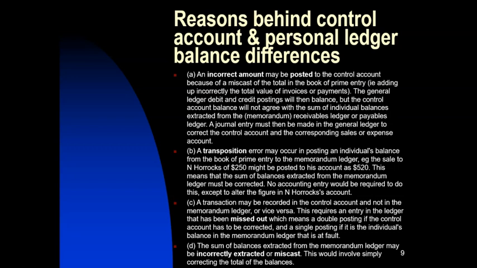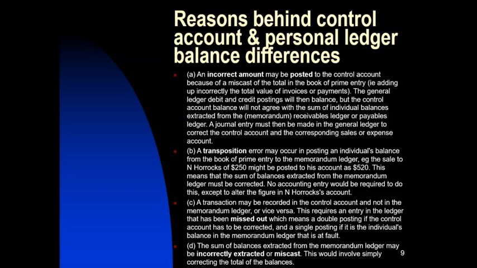A. An incorrect amount may be posted to the control account because of a miscast of the total in the book of prime entry, when you made some errors in adding up. The general ledger debit and credit posting will then balance, but the control account balance will not agree with the sum of individual balances extracted from the memoranda ledger, receivables ledger or payables ledger. A journal entry must then be made in the general ledger to correct the control account and the corresponding sales or expense account.